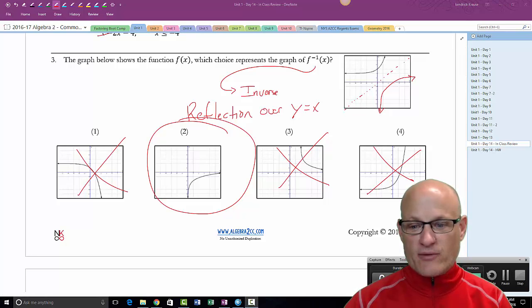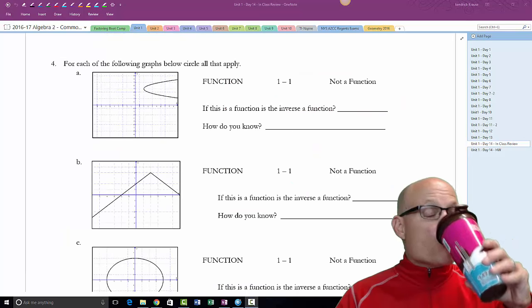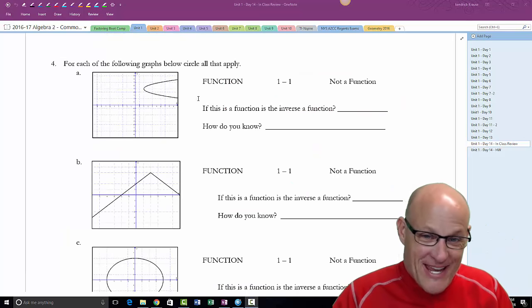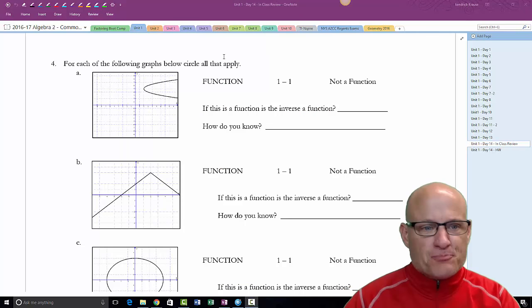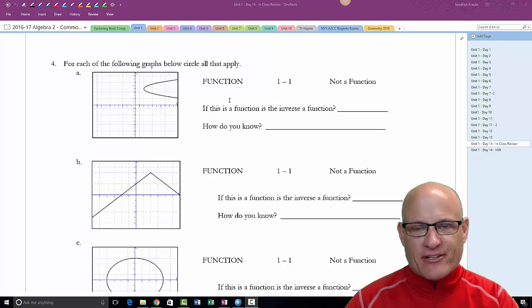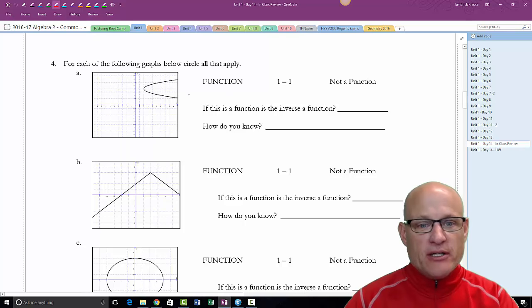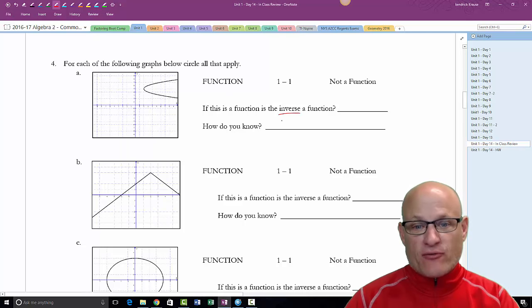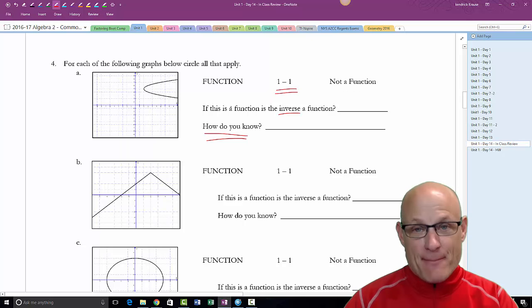Oh, yeah. So we got through 3 questions. Caught me again. All right, check it out. All I want you to do is tell me whether or not it's a function or not. If it is a function, I would like you to tell me if the inverse is a function, and then I want you to tell me how you know. Oh, you also should be able to tell me it's a one-to-one function. So, remember, a relation, man, having a hard time talking this morning.